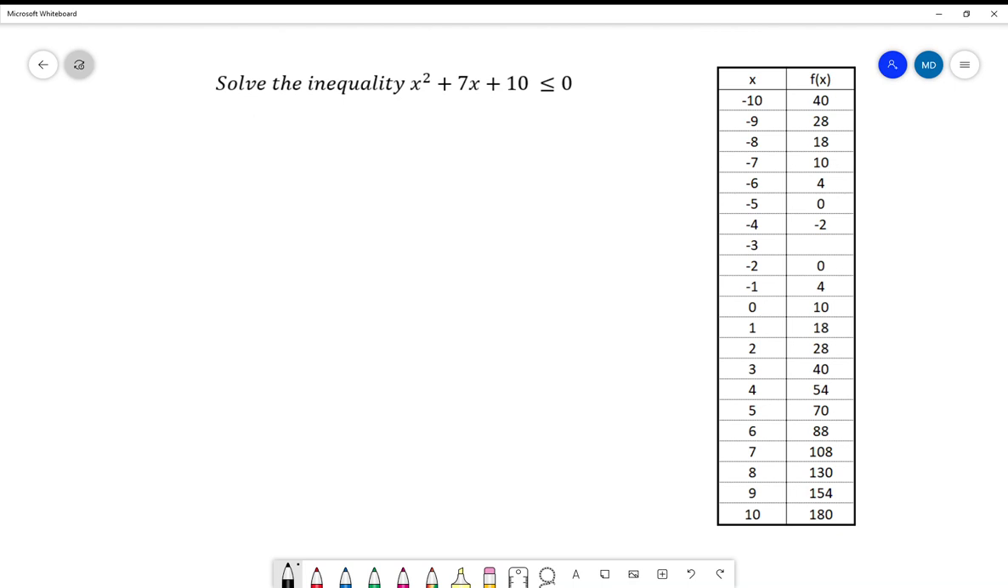So what is a quadratic inequality? An example of a quadratic inequality is right here. And first of all, we need to take apart what this means. What does it mean to say x squared plus 7x plus 10 is less than or equal to 0?